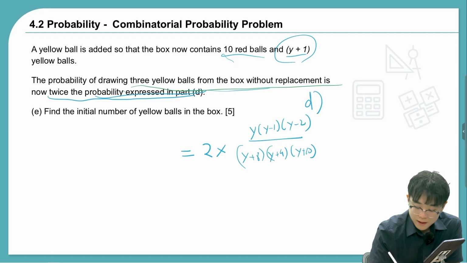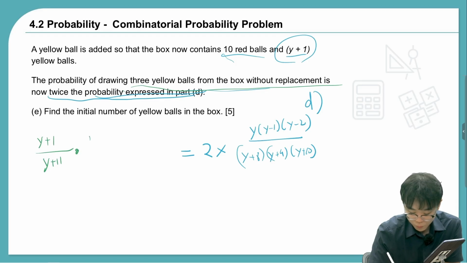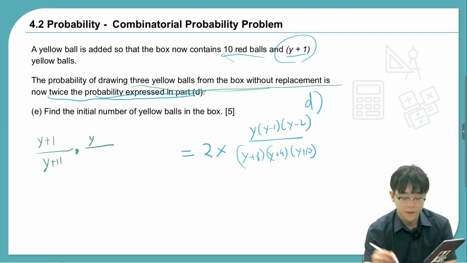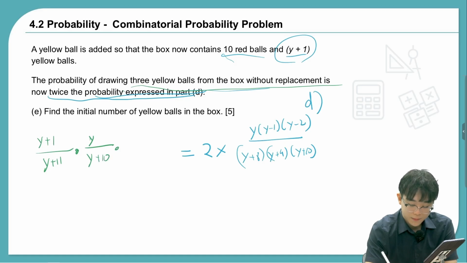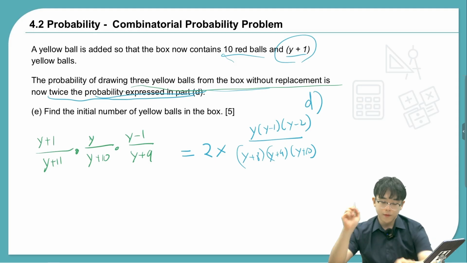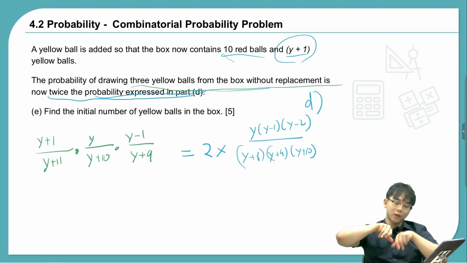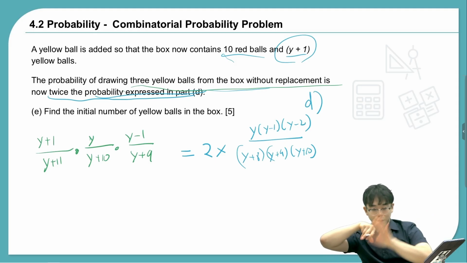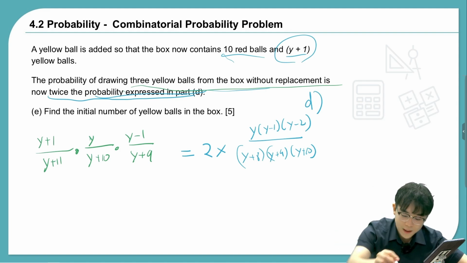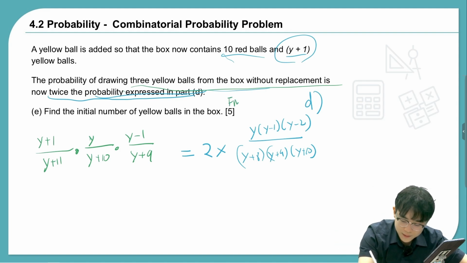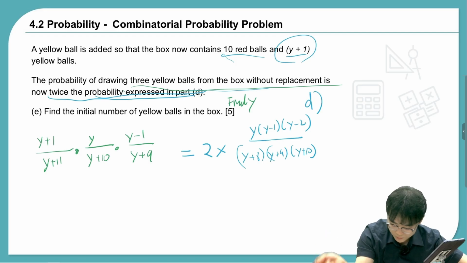So we would actually have y plus 11 balls total and y plus 1 yellow balls. And then we get y yellow balls remaining after the first draw with y plus 10 remaining, and then y minus 1 over y plus 9. So both of them are probabilities where we get 3 yellow balls, but the left probability is twice that of the right one. And we just need to find y. Right? So it just boils down to an algebra problem.